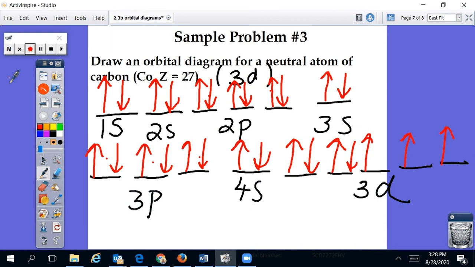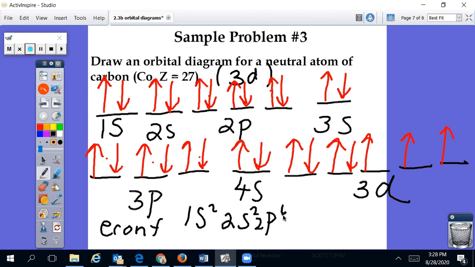Okay? So this is what's called an orbital diagram. And remember, you can also write what's called an electron configuration for it. It's just a different way of writing it. If I was writing the electron configuration, it would be 1s2, 2s2, 2p6, 3s2, 3p6, 4s2, and 3d7. And that's the electron configuration.